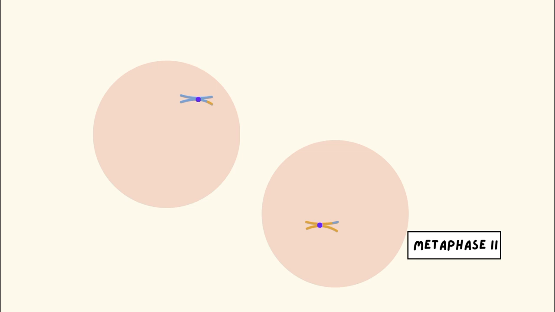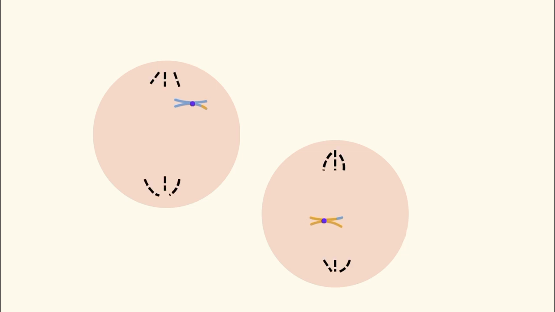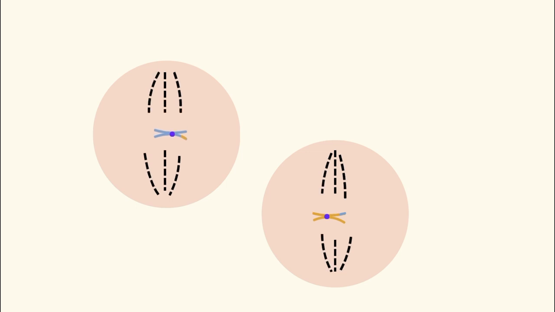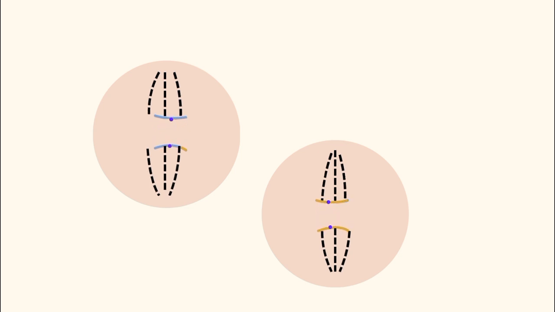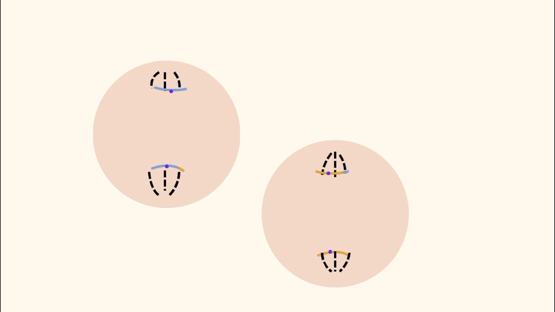The cells then enter metaphase 2, where they elongate as the chromosomes align along the equatorial plane. The spindle fibers attach to the kinetochore of the sister chromatids. Next comes anaphase 2. During this stage, the centromere splits, allowing the spindle fibers to pull the sister chromatids towards the opposite poles.